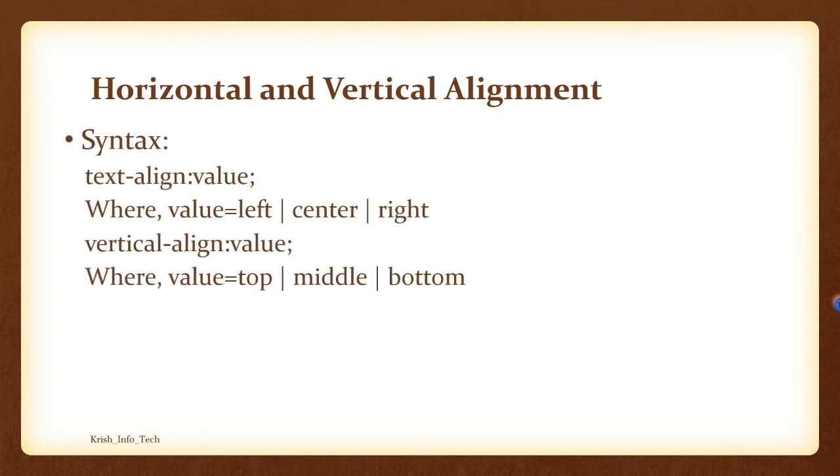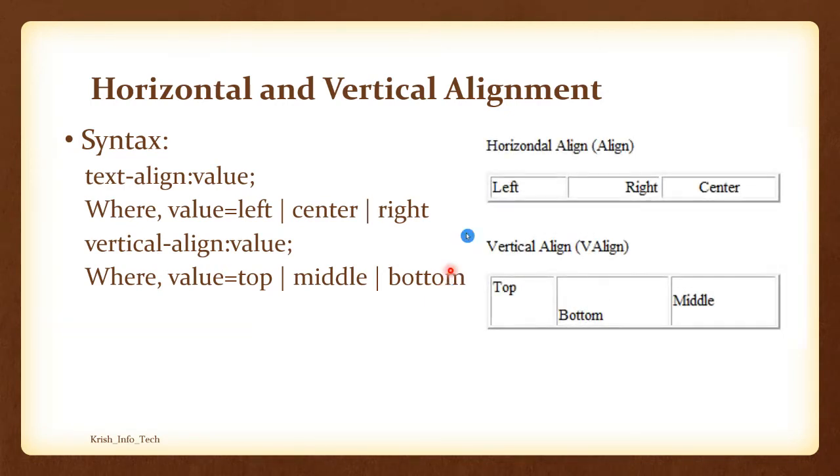Now we are going to see the syntax of it. Text-align value. The value can be mentioned as left, center, or right. And if it is vertical alignment, we should mention top, middle, or bottom. Okay. And the example shows it. So this is horizontal alignment. Left alignment will look like this. Right alignment will go like this. And the center alignment. And for the vertical alignment, here is the top and this is bottom. And this is how the middle alignment will work.